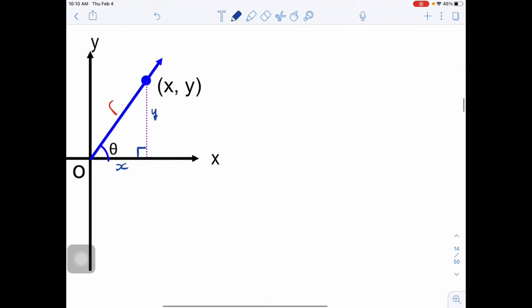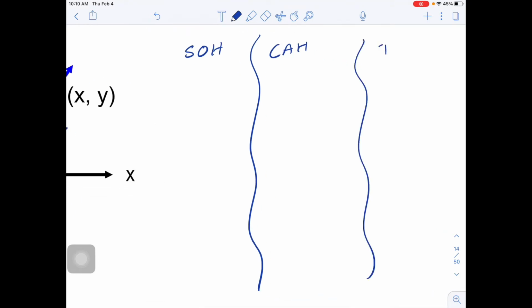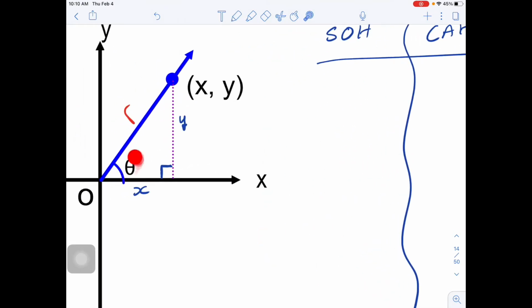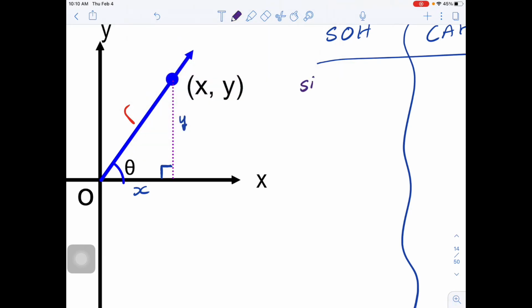So we're going to talk about the trig ratios in terms of y, x, and r. First we're going to talk about sine, then we'll talk about cos, and then we're going to talk about tan. First off, we're going to be talking about this angle, okay? And sine of the angle is always opposite over hypotenuse.